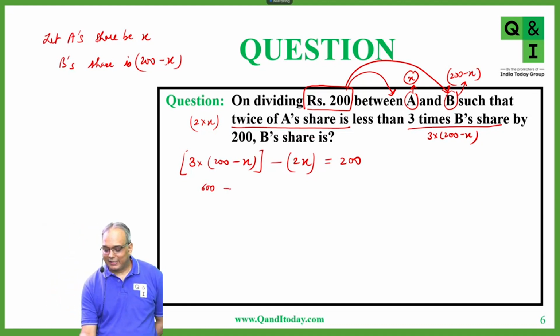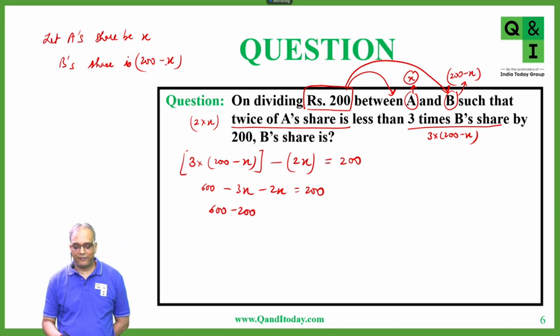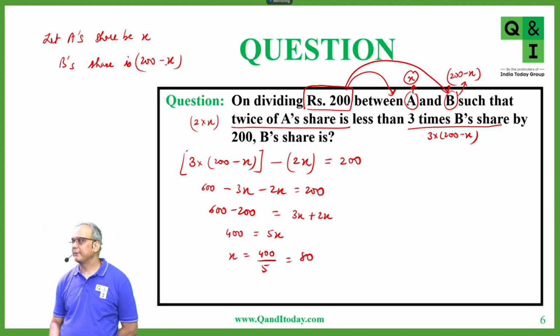So 600 minus 3x minus 2x is equal to 200. Bring 200 to the left. So 600 minus 200, because plus 200 when it goes to left will become minus 200. And minus 3x minus 2x, when it comes to right, will become 3x plus 2x. So 600 minus 200 is 400, 5x. So the value of x will be 400 over 5, which is equal to 80. Okay.